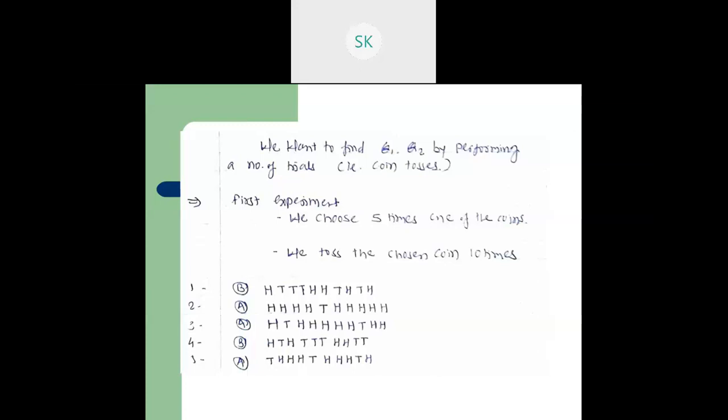In the first experiment, we choose one of the coins 5 times, and we toss the chosen coin 10 times each time. So we have two coins, C1 and C2. We choose one of the coins 5 times. Two coins, each of them will be selected 5 times, right? C1 selected 5 times, C2 selected 5 times. So this will be total 10 times, right? After selecting, we are tossing it, so there will be a total of 10 tosses of the coin.